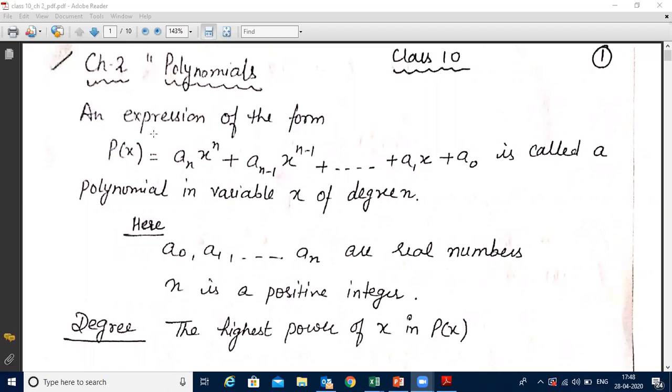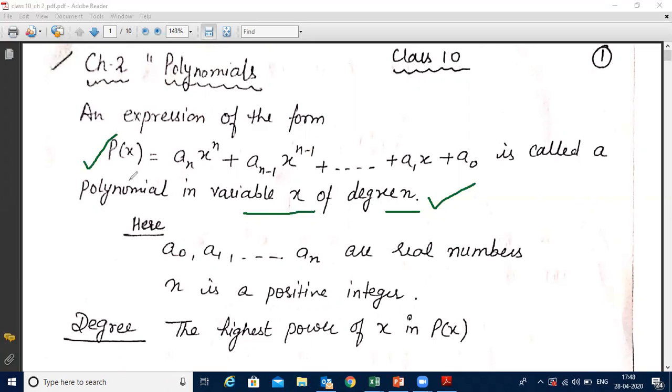What are polynomials? A polynomial is an expression of the form a_n x raised to power n plus a_(n-1) x^(n-1) plus and so on plus a1 x plus a0, called a polynomial in variable x of degree n. We can take any variable other than x also. The variables can be any alphabet you can use, and n is the degree. Now I will explain the meaning of degree and the meaning of polynomial.